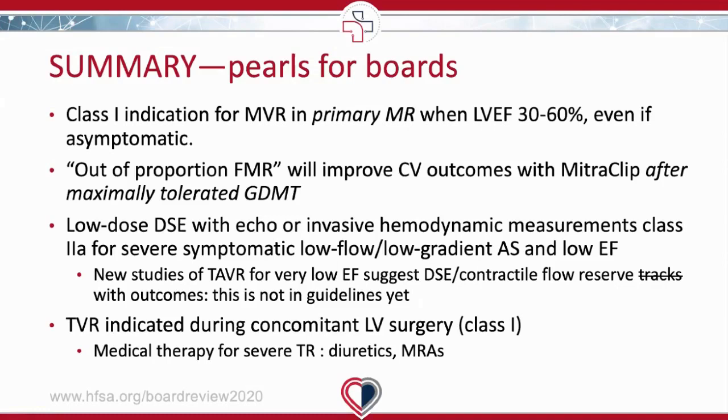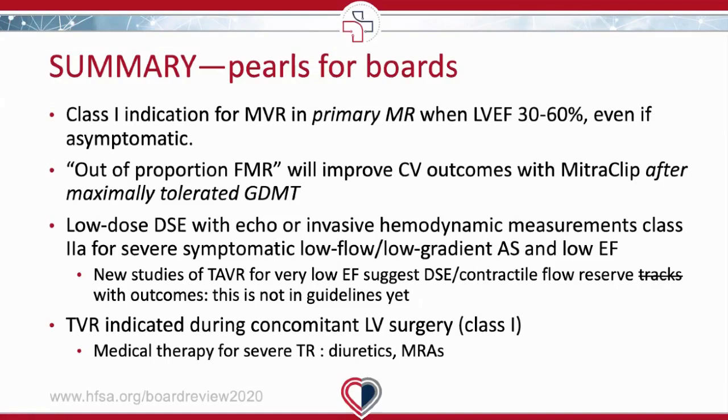For aortic stenosis, low dose DSE with echo or invasive hemodynamic measurements in the cath lab is a class 2A recommendation for severe symptomatic low flow, low gradient to evaluate contractile reserve. I think newer studies show that contractile reserve may not track with outcomes and that patients should be offered TAVR in a shared decision-making process, but really no matter what, that is not in the guidelines yet, but could be fair game.